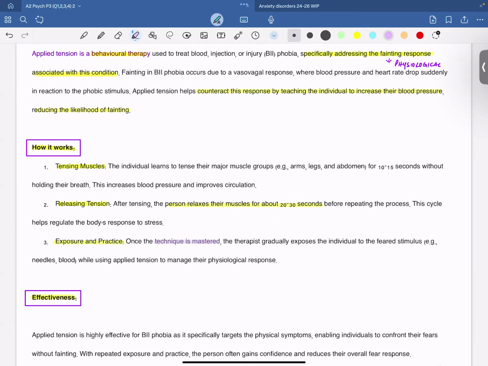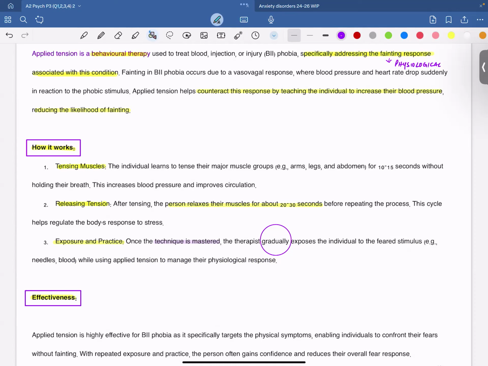Once the technique is mastered, the therapist gradually exposes the individual to the feared stimulus, that is maybe needles or blood, while using applied tension to manage their physiological response. So as a patient, the therapist tries to help you master this particular technique, and then through a very slow and gradual process, the therapist would expose the individual to the feared stimulus.